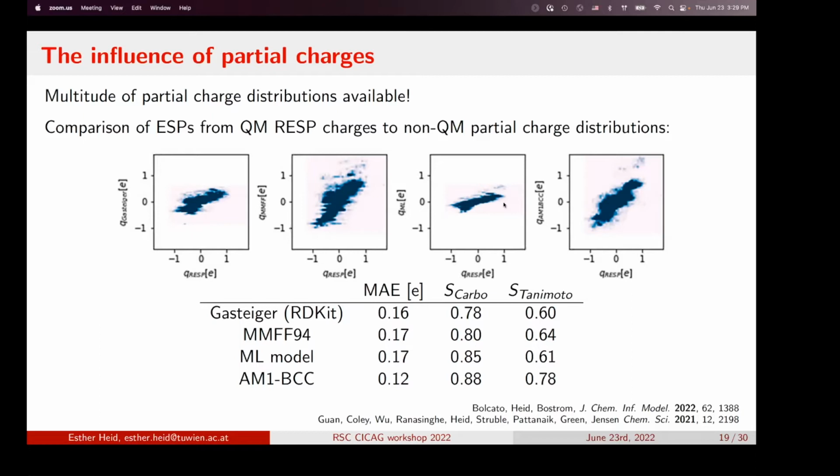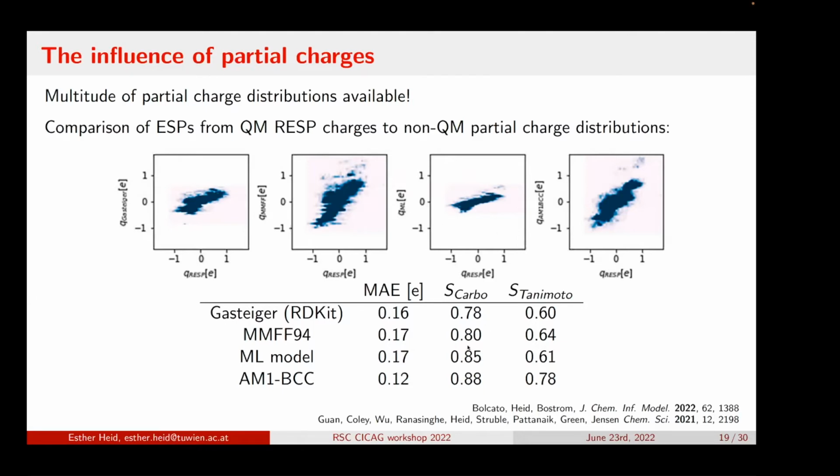We also have a machine learning model that we trained on Hirshfeld charges from QM. So these are different than the RESP charges. They also have a smaller range, but they have a pretty good correlation. You see here that we have a good correlation, 0.85, with the Carbo score. But again, they are too small, so Tanimoto looks pretty bad. You could also go for something semi-empirical like AM1-BCC, and they have a pretty good correlation.